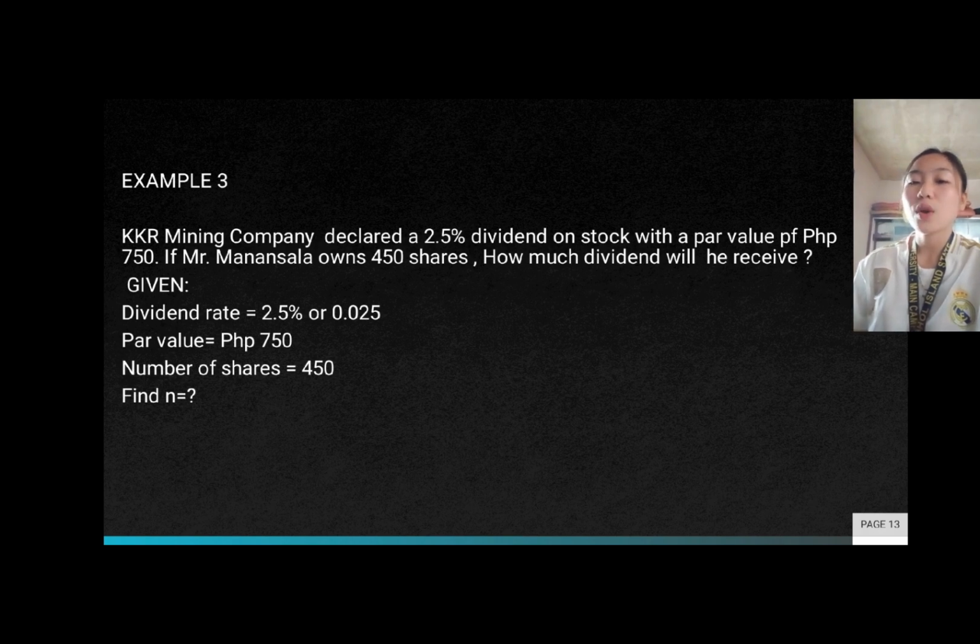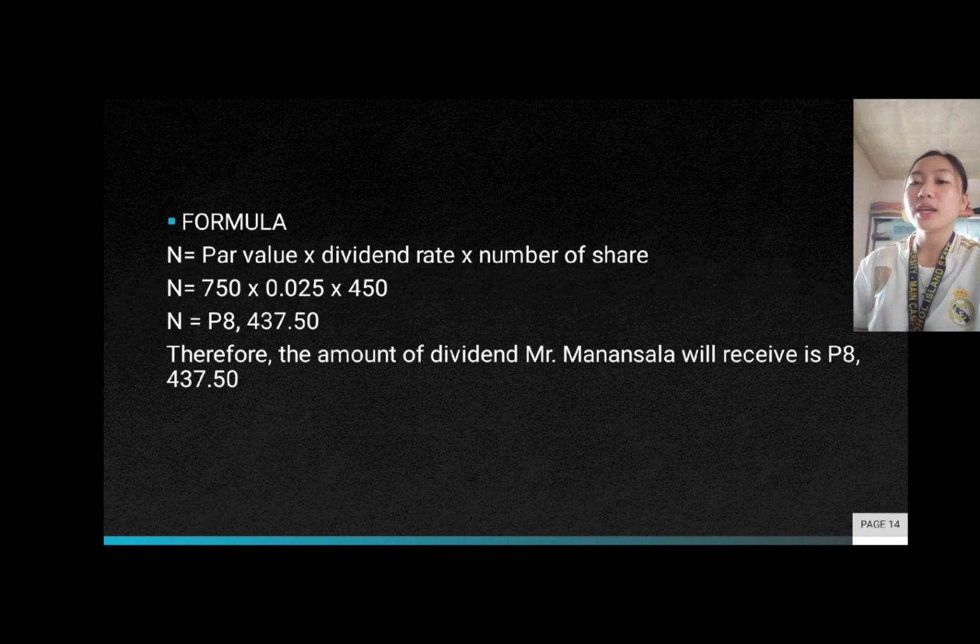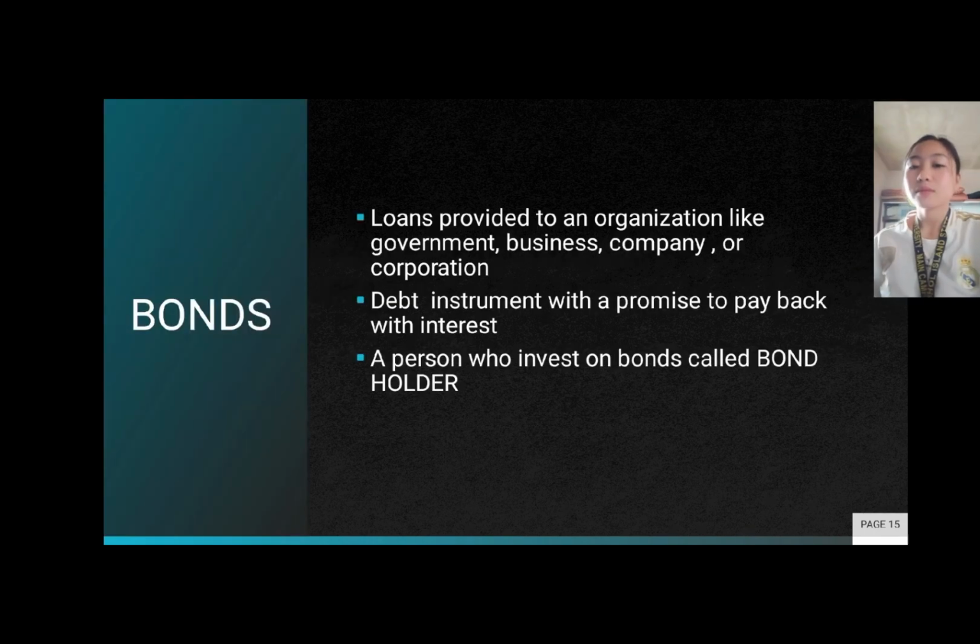So, find N. The formula is N is equal to par value times dividend rate times number of shares. So, we're going to substitute all the given. The par value is 750 multiplied by 0.025 and multiplied by 450. So, the N there is 8,437.50 pesos. Therefore, the amount of dividend Mr. Manansala will receive is 8,437.50 pesos.